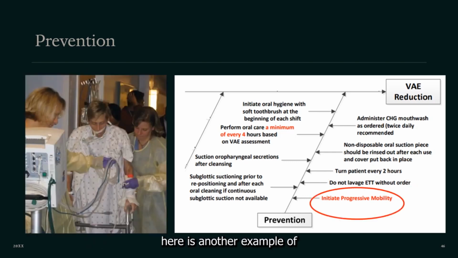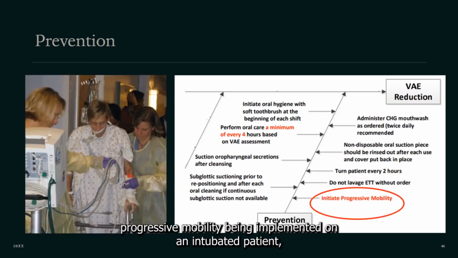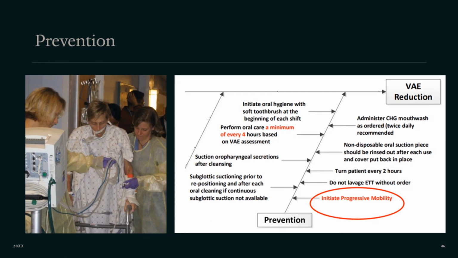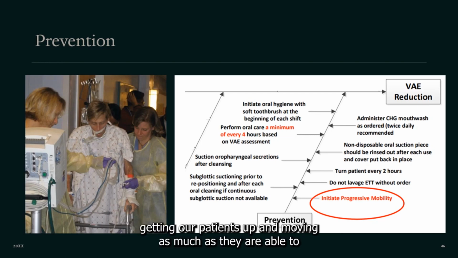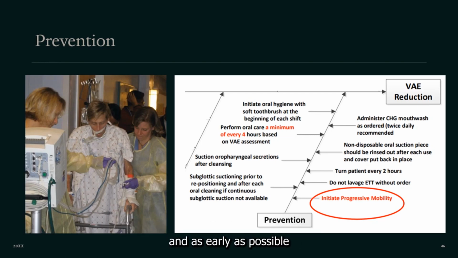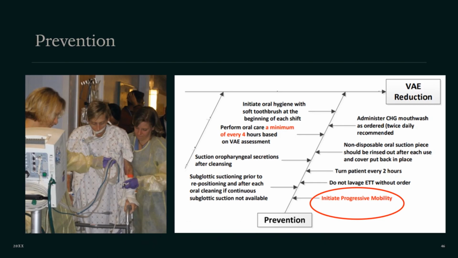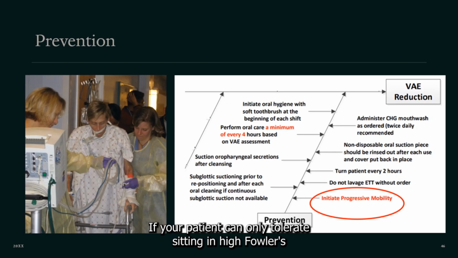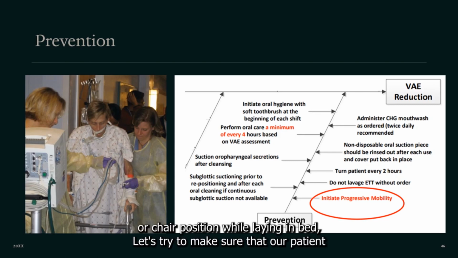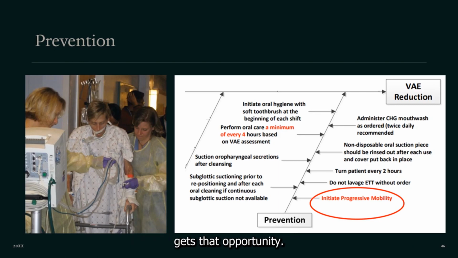Here is another example of progressive mobility being implemented on an intubated patient. Getting our patients up and moving as much as they are able to and as early as possible will greatly decrease the risk of ventilator-associated events. If your patient can only tolerate sitting in high Fowler's or chair position while lying in bed, let's try to make sure that our patient gets that opportunity.